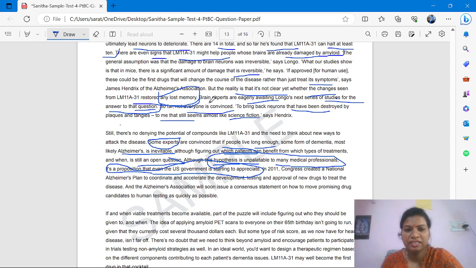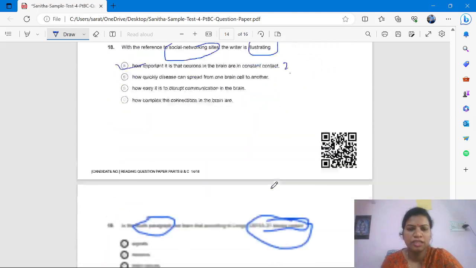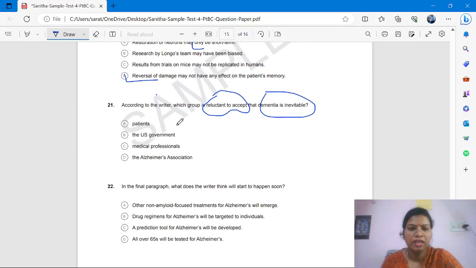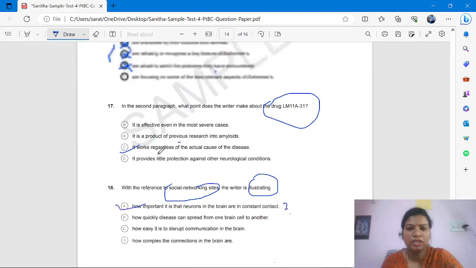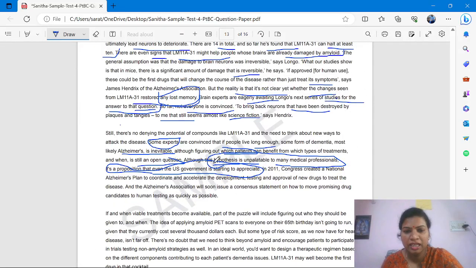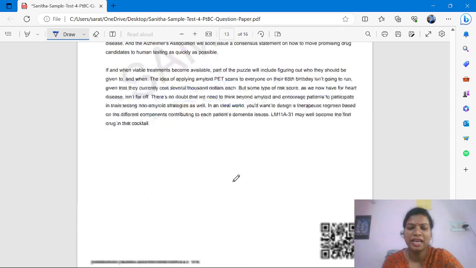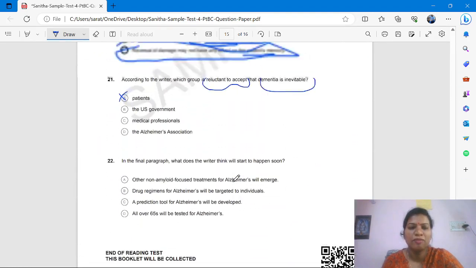So what is the option here? According to the writer, which group is reluctant to accept the dementia? Is it patients? No. Is it the US government? It is appreciated, but not reluctant. Okay, medical professionals. Although this hypothesis is unpalatable to many medical professionals. So what is the answer here? Medical professionals.